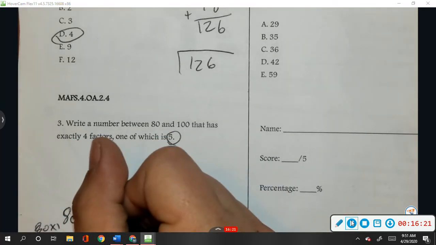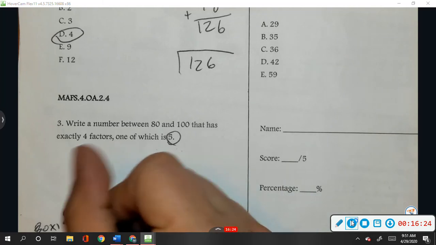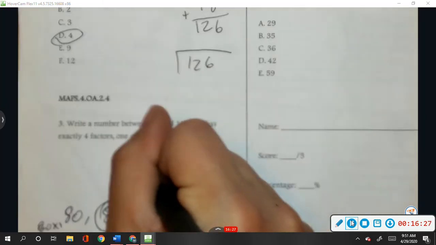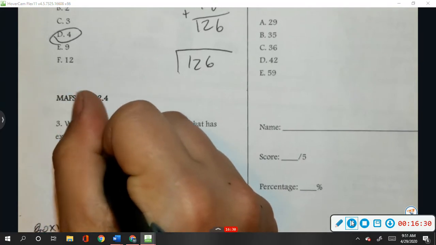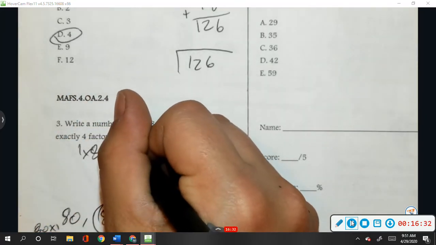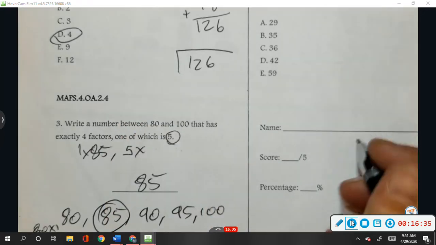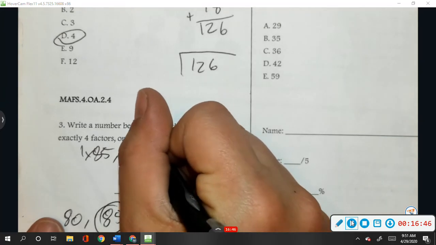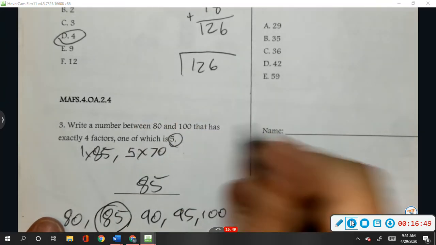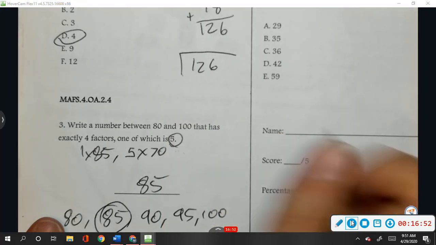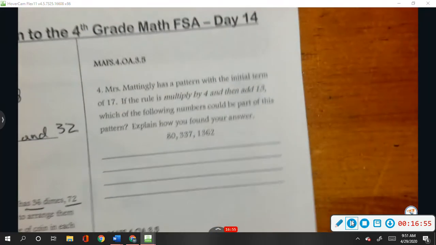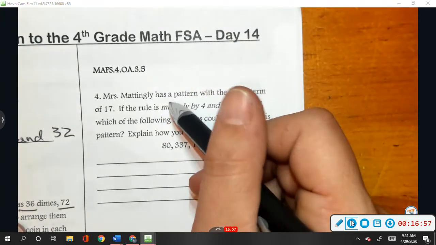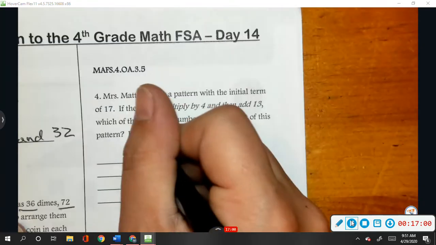85 would have, there we go. There it is. 85, because we only have 1 times 85. And then it would be 5 times, let me do my mental math, 35 times 70, and then that would be it. So 85.